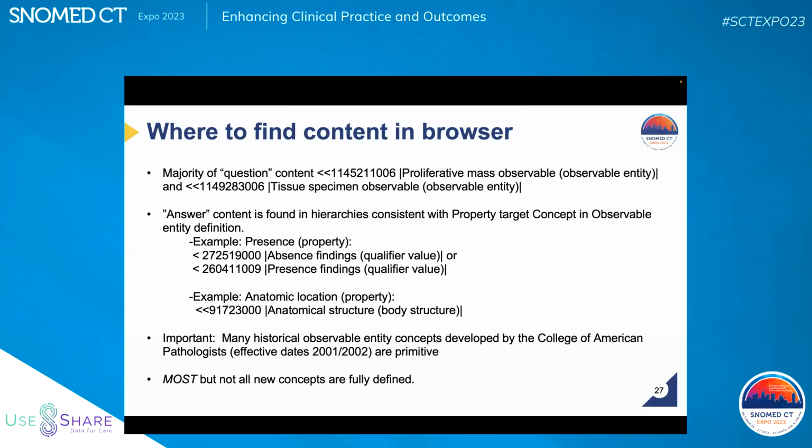Answers are basically determined in the hierarchy where you'd find them based on the property. If you're measuring presence, it's going to be presence, absence, something like that. If it's body site, or what was directly invaded by this tumor, where did this tumor grow to, and the property is an anatomical location, then you should be looking in the body structure hierarchy to find appropriate answers.